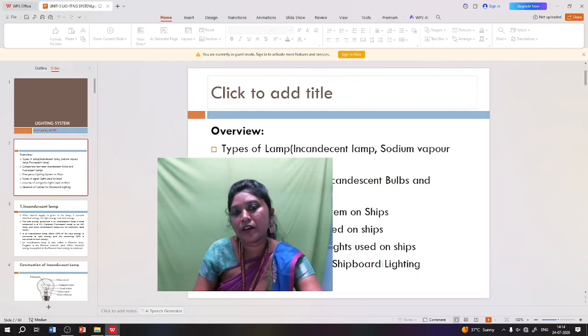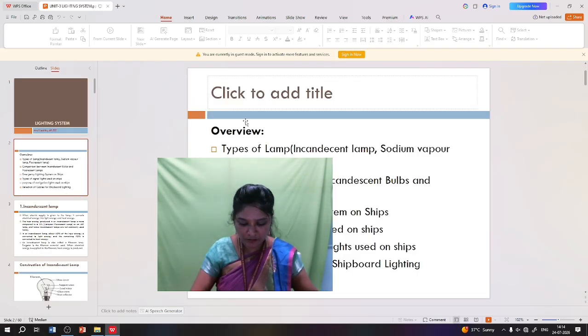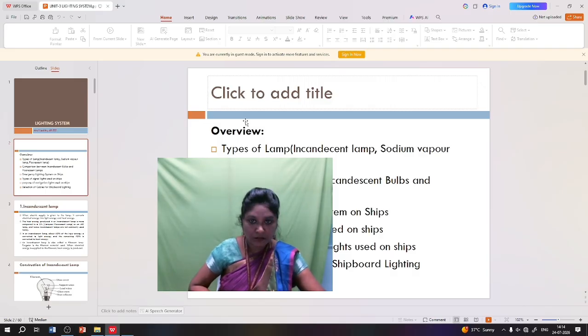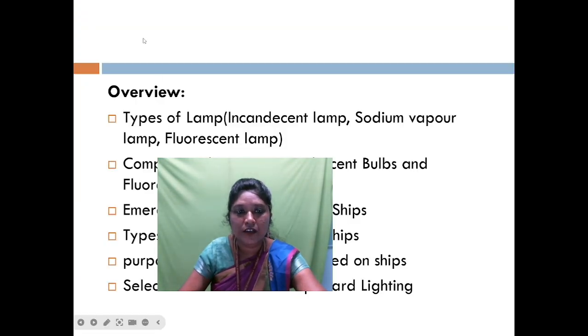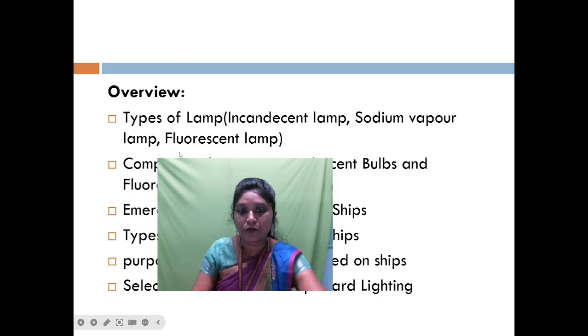So this is the overview of today's lecture. Today we are going to see the types of lamps. Under types of lamps, we will discuss the construction and working of the incandescent lamp, sodium vapor lamp, and fluorescent lamp. Then we will discuss the comparison between the incandescent and the fluorescent lamp. Then we will see the emergency lighting system on a ship.